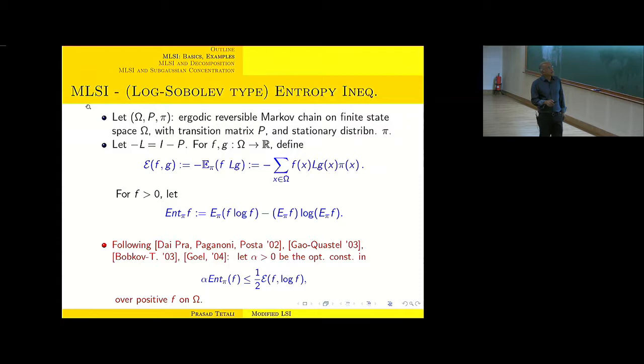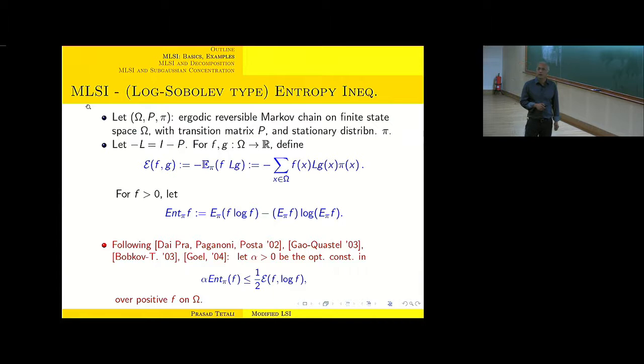So if f is a density, suppose you have some other measure mu, and f is mu over pi, the density of mu with respect to pi, then E_pi f is just going to be the measure of mu on the whole space, so that's going to be 1. If f is a density, E_pi f is going to be 1, so this drops out, this will be 0. And this, if you take a moment to reflect, is going to be the relative entropy of mu with respect to pi.